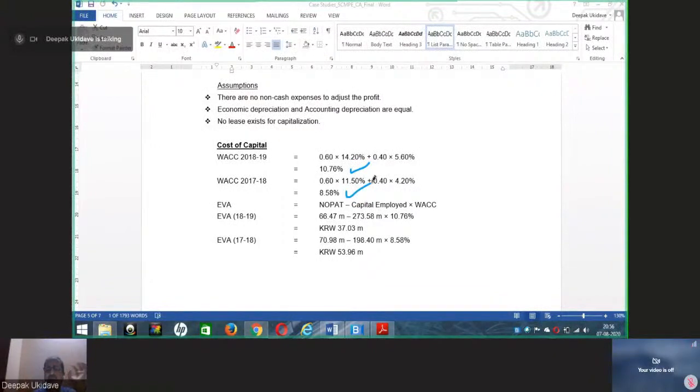Don't accept anything at face value. You must calculate each and every figure yourself whenever you are studying from the module or any resource material. You must check the calculations yourself and don't accept the figures blindly. So WACC for the current year has gone up to 10.76%, and now we calculate EVA.